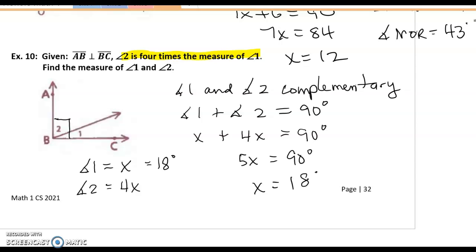All right, solving for x, we get x is equal to 18, and x represents the measurement of angle 1, so angle 1 is 18 degrees. When we plug 18 in for x for angle 2, we get angle 2 is equal to 72 degrees. Again, we know that our calculations seem reasonable, because when I add those two angles together, they add up to 90.